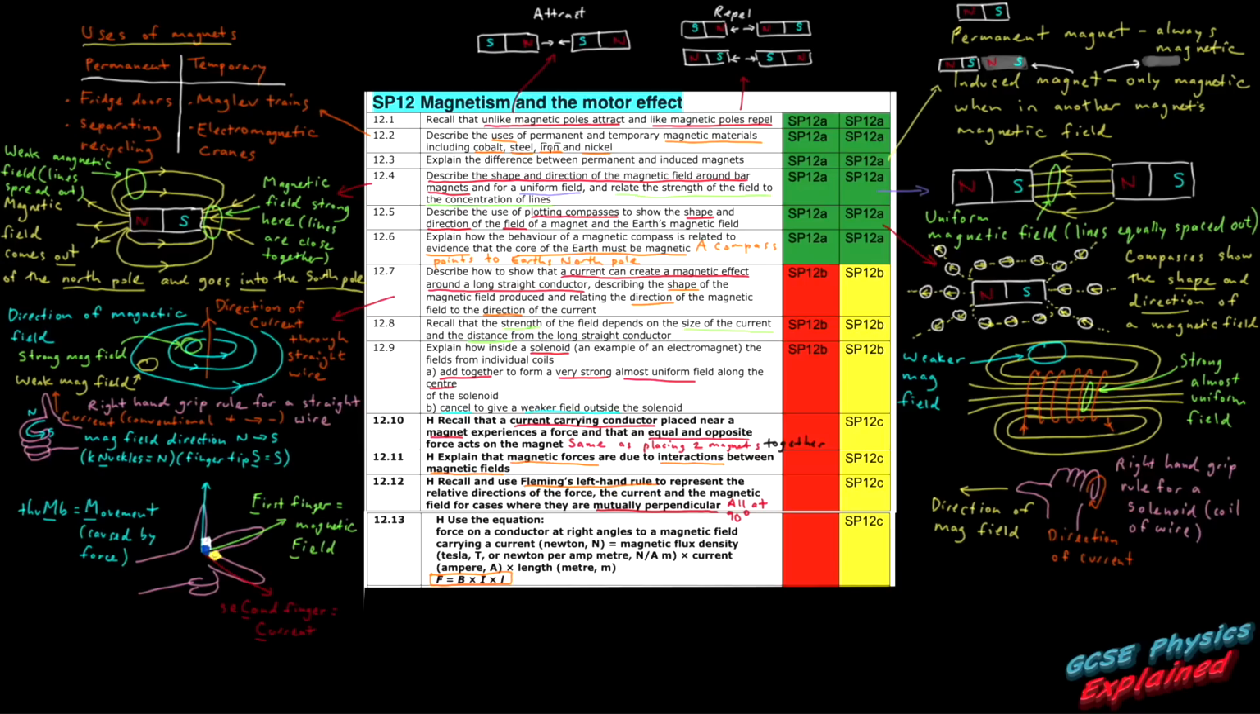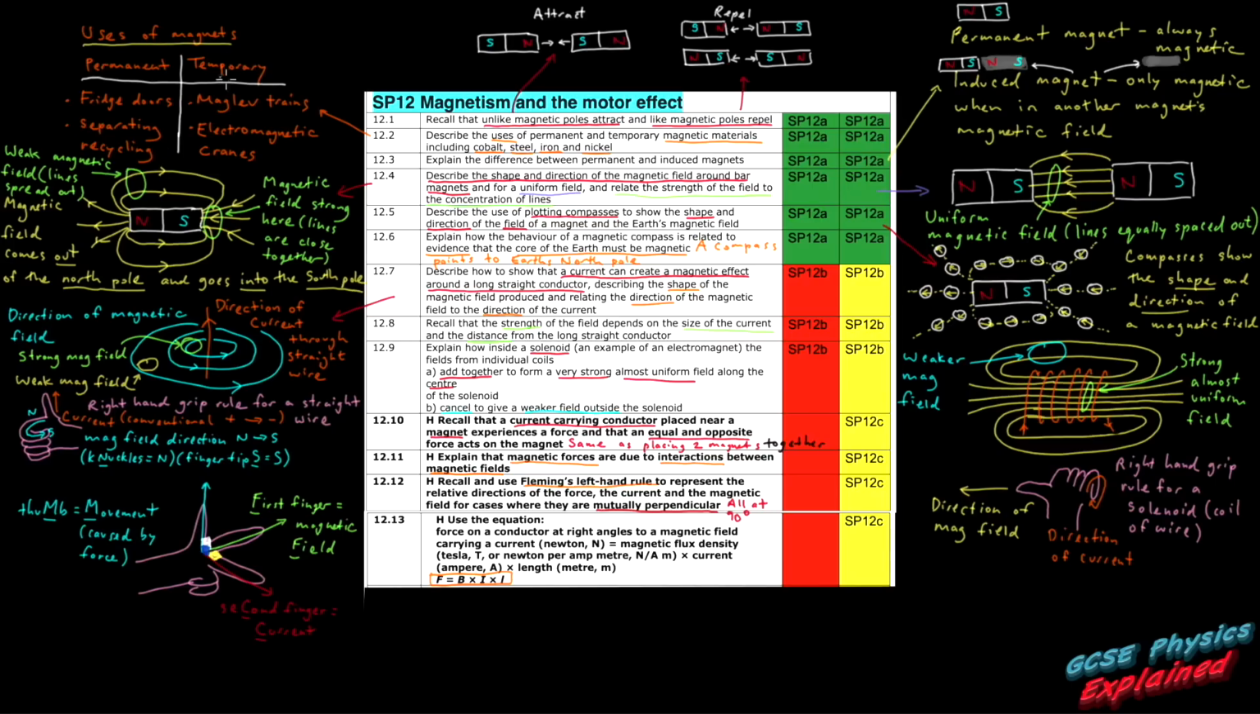Describe the uses of permanent and temporary magnetic materials, including cobalt, steel, iron and nickel. Well, the first thing is, make sure you know that they are the 4 magnetic materials that you'll need to talk about at GCSE. And the uses of permanent magnets, for 1 mark, you use them in a fridge door, or for separating recycling, like steel cans from aluminium cans.